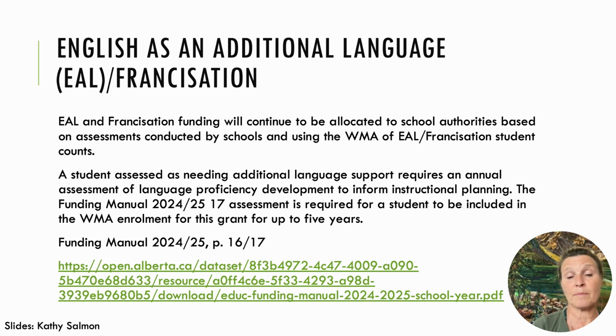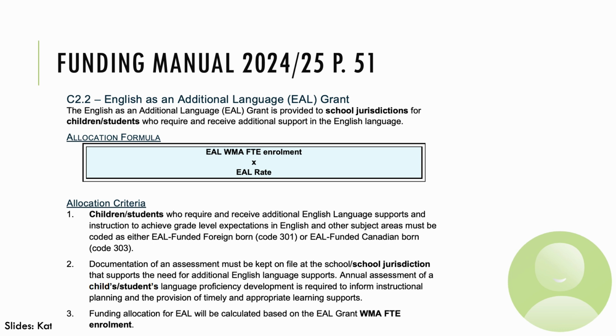There is the source, it's from pages 16 and 17, and you can click on the link or Google and find the funding manual for 2024 and 2025. The next 3 slides go over the criteria for eligibility for EAL funding as outlined in the funding manual. Students who are pre-K to grade 12 who require and receive EAL funding must be coded either 301, foreign-born, or 303, Canadian-born. They must have a language proficiency assessment on file that demonstrates the need for English language supports before applying for those codes.